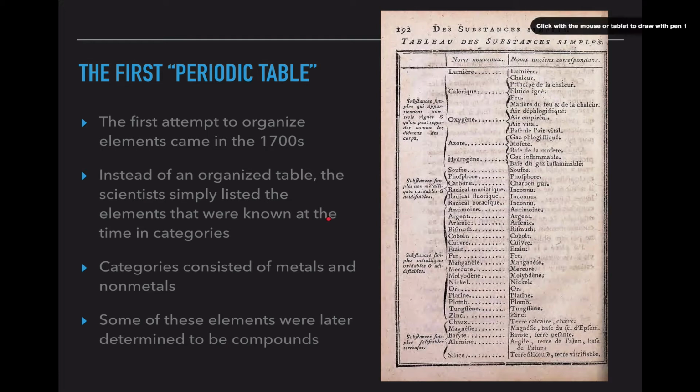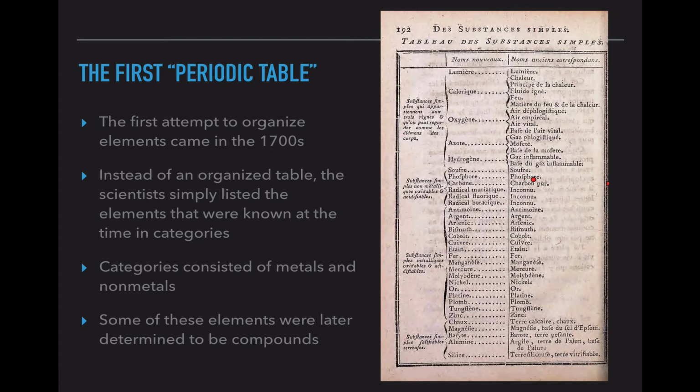From there, we have the first periodic table, which was an attempt to organize elements in the 1700s. In this photo, we have examples of the names of the elements and some characteristics of those elements. Obviously this is not in English, but Lumiere stands for light, calorique stands for heat, oxygen, etc. So here are the lists of the names of the elements with some characteristics for certain elements. Oxygen has more characteristics than phosphorus does or carbon does. Instead of an organized table, it was just listed in the categories.